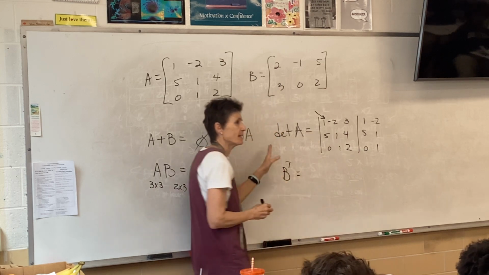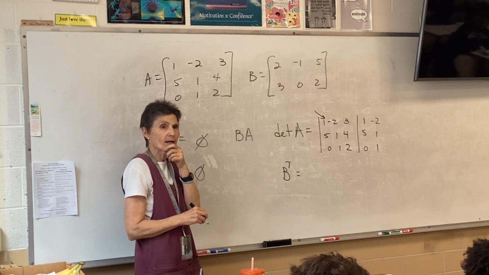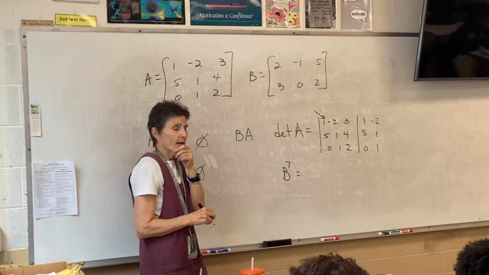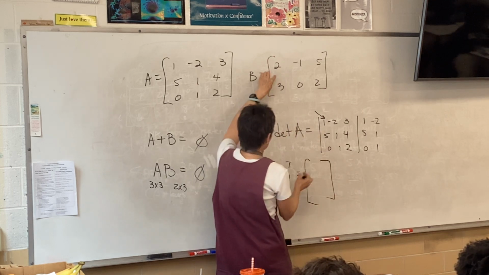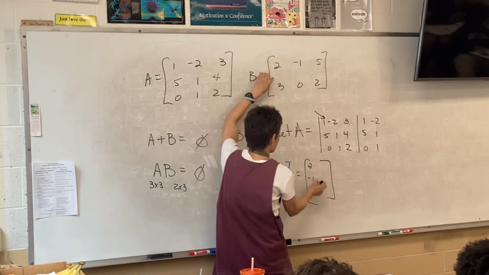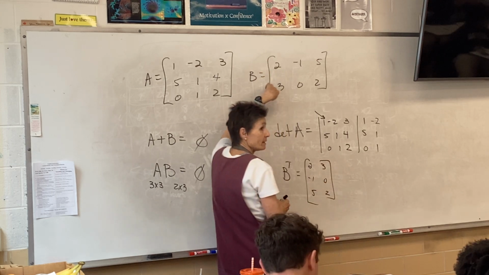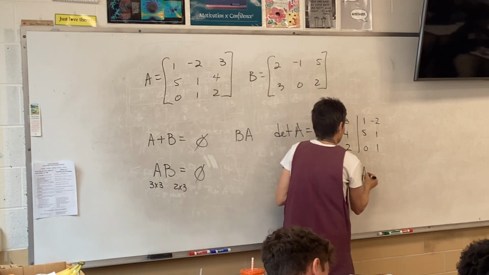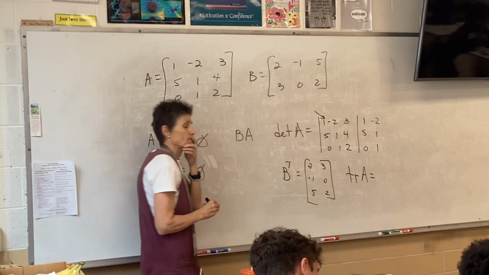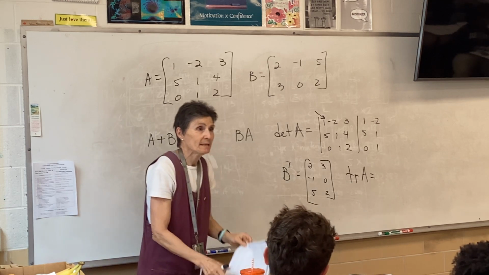What if I said this? We talked about this today too. What does that mean? That's the transpose of B. And the transpose of B would have row 1 is now column 1. Right? What if I said this?